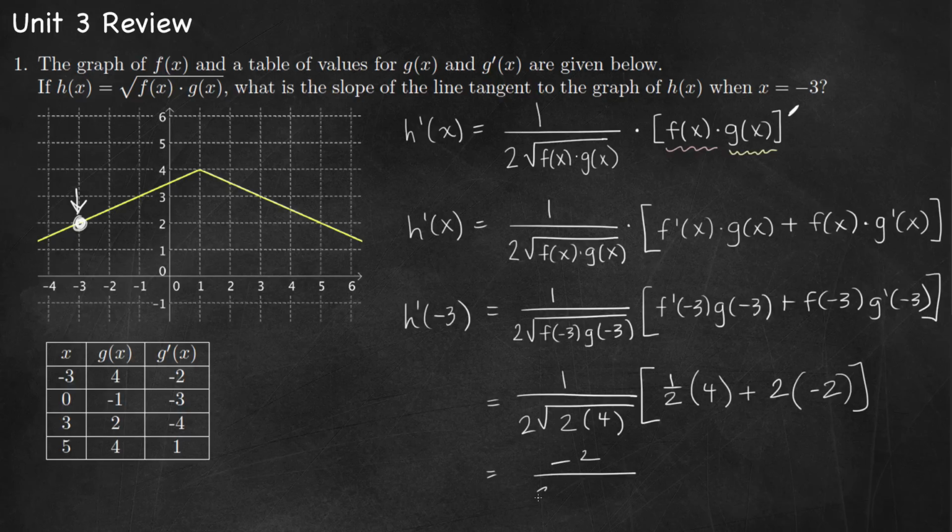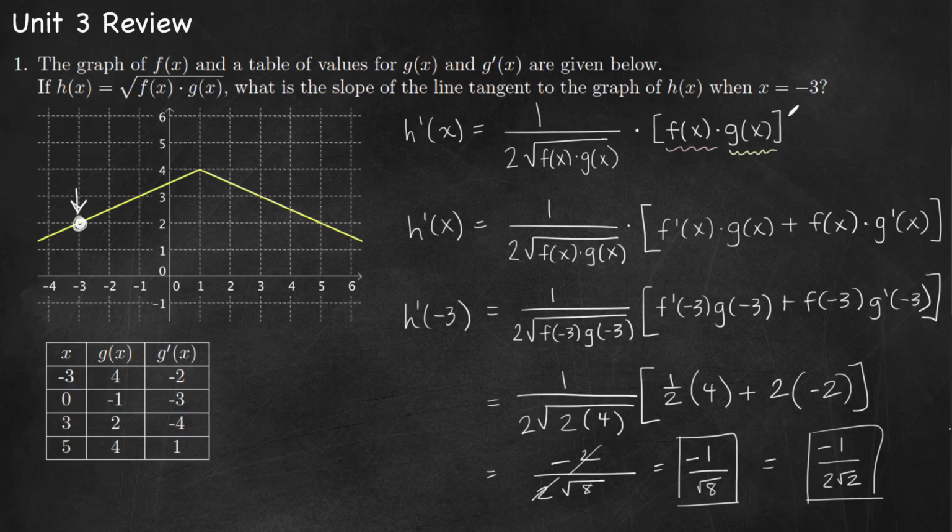Negative 2 on the top, then we have 2 times the square root of 8 on the bottom, so our 2's cancel out, and I'm left with negative 1 over the square root of 8. And it's fine to leave our answer like that. If you did want to simplify that more, we could say that's negative 1 over 2 root 2. And if you really wanted to, you could rationalize your denominator, but there's really no need for us to do that.